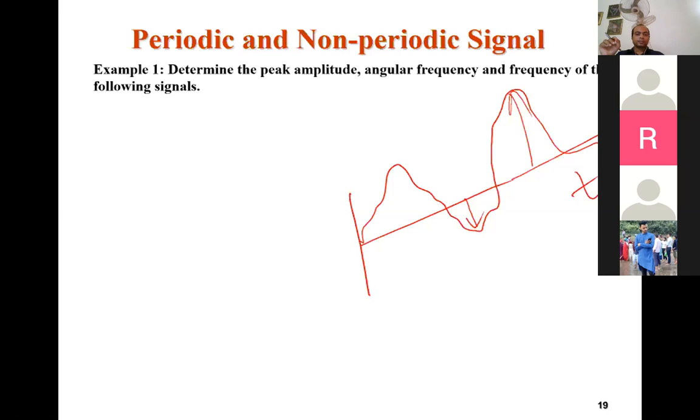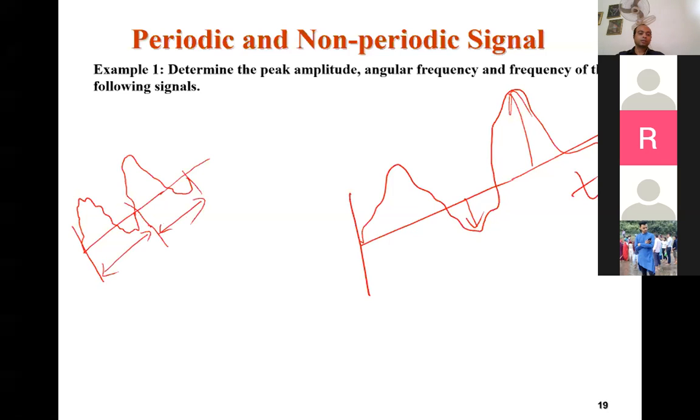Excuse me, sir. In the previous example, if all the crests are the same and all the depths are the same, then it can be periodic. Yes, for periodic, that condition should be satisfied. Let us say this signal is not like a sinusoidal wave, it is like this. If the first cycle is exactly the same as the second part, then it will be called periodic.